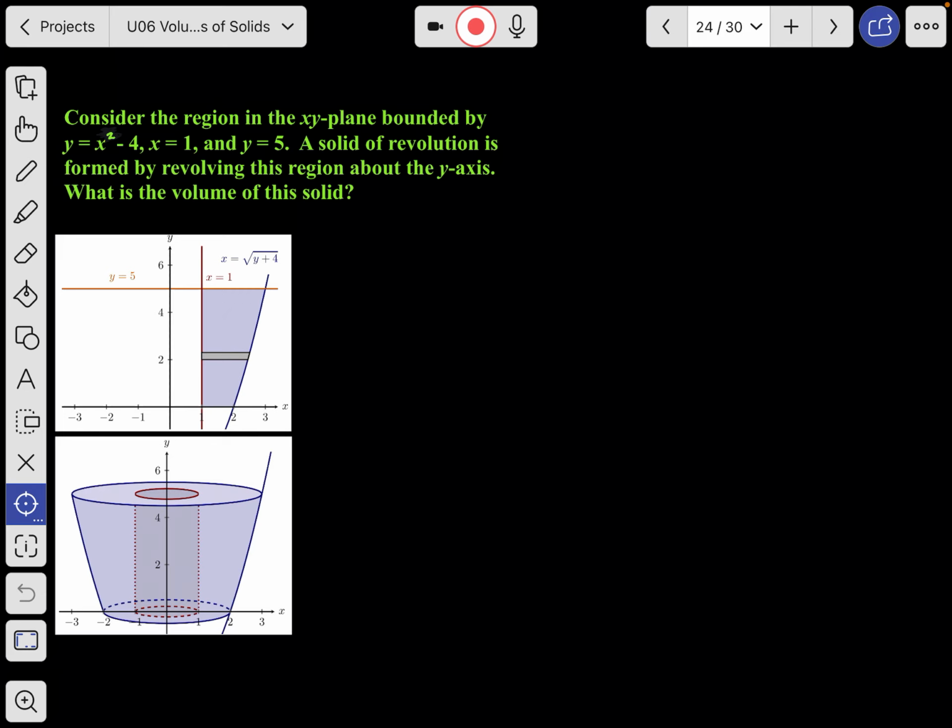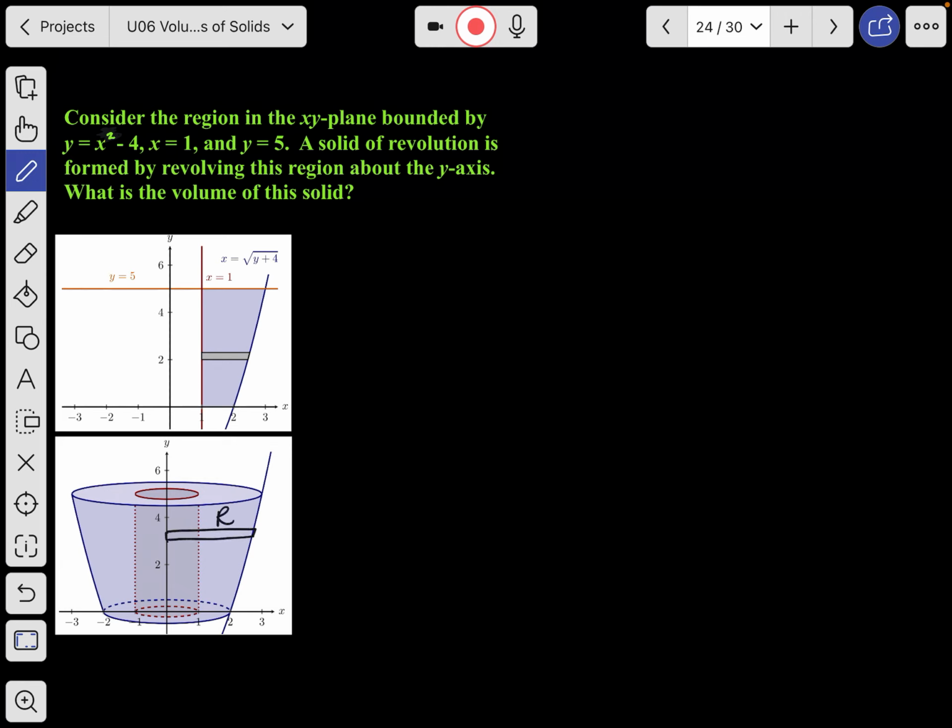All right, here's our next example. It says, consider the region in the xy plane bounded by y is equal to x squared minus 4. So that's going to be this parabola here, intersects at -4. X equals 1, so that's this vertical line here. And y equals 5, which is this horizontal here. A solid of revolution is formed by revolving the region around the y-axis. So this time, our representative rectangles are horizontal.